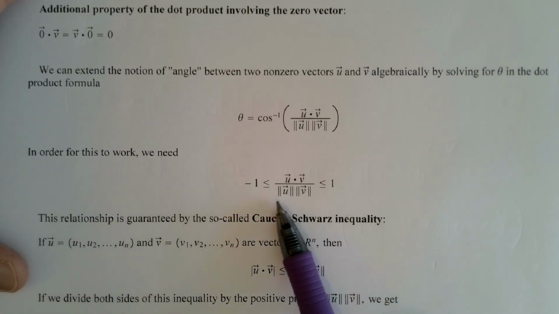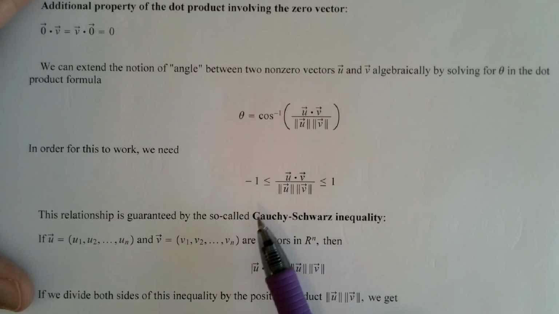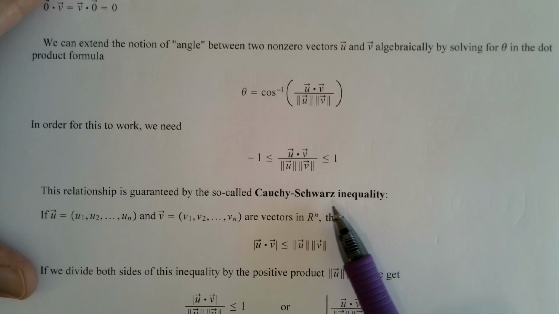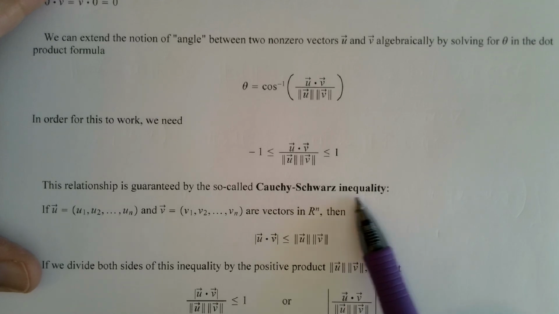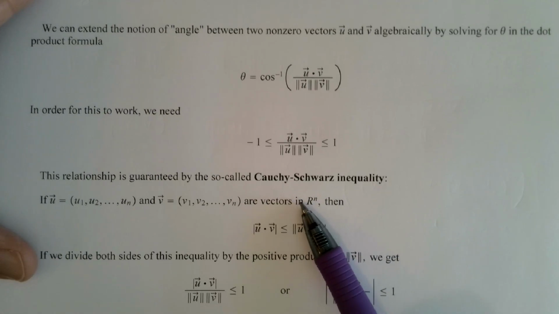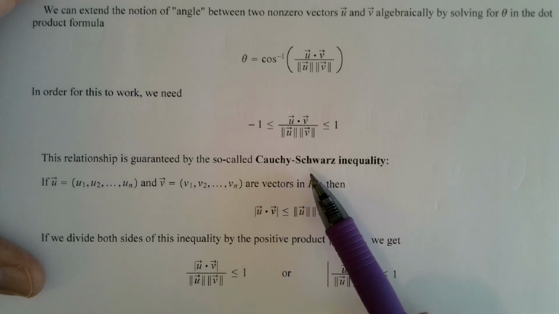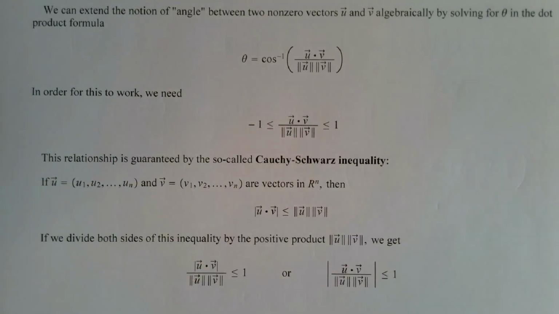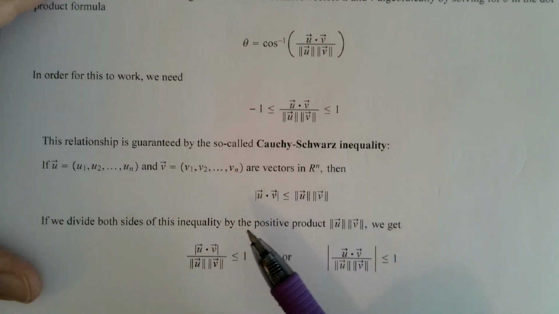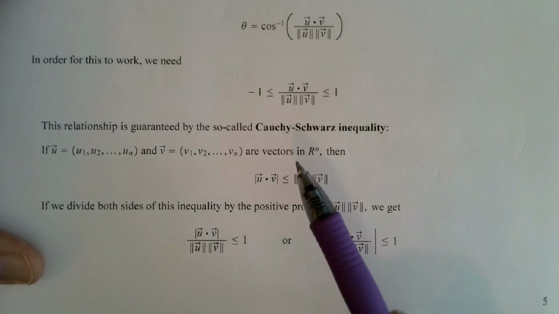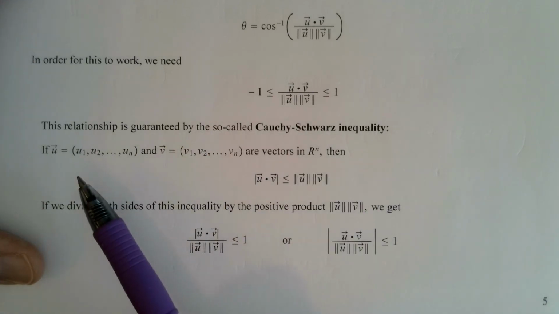Well, this relationship here actually is true. It's guaranteed by the so-called Cauchy-Schwarz inequality. This is an important inequality. It appears in lots of other areas of mathematics, and sometimes it's called just the Cauchy inequality, sometimes the Schwarz inequality, and sometimes some other names. But it's an important inequality to different areas of mathematics. This one is in this form.